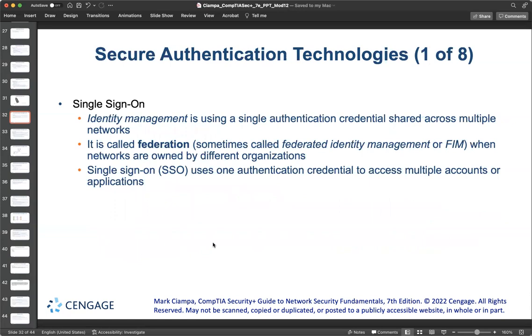The other thing that we need to talk about when it comes to password security is secure authentication technologies, right? And the first and foremost is the single sign-on, or SSO. So identity management is using a single authentication credential shared across multiple networks through single sign-on. This is what you do when you use Facebook in order to log on to different websites, or use your Chrome in order to log on to different websites. That's literally the single sign-on. It's also called federation, or federated identity management, or even FIM.